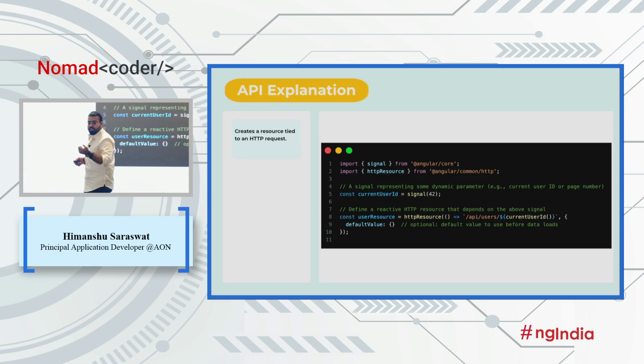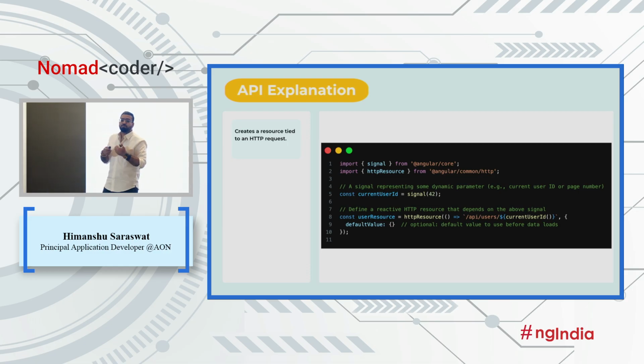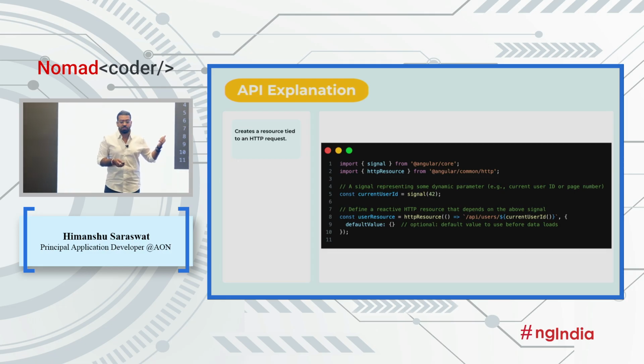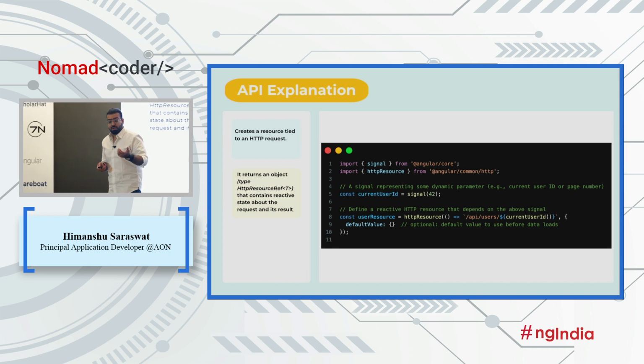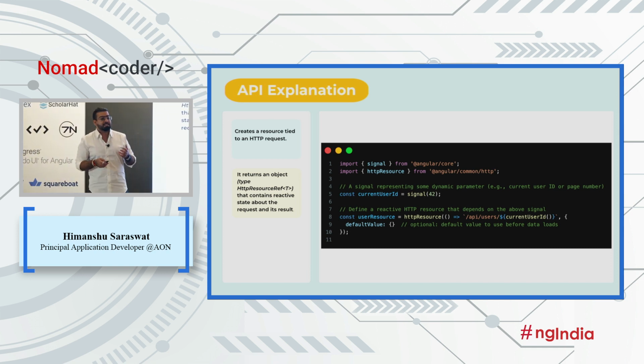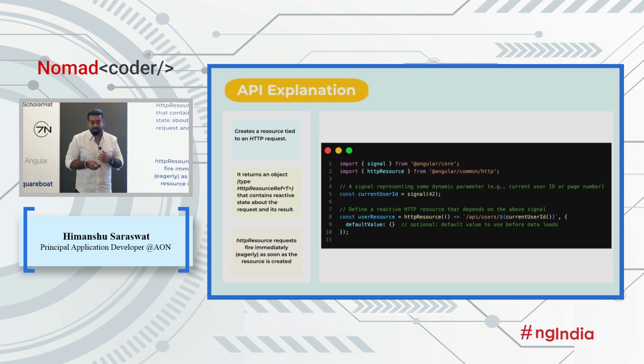If you don't define an initial value, it will be undefined, and then it is up to you how you handle it on the UI. So rather than that, I can leverage what is known as the default value. It returns an object of the type HTTP resource ref that contains knowledge about state and the final result.